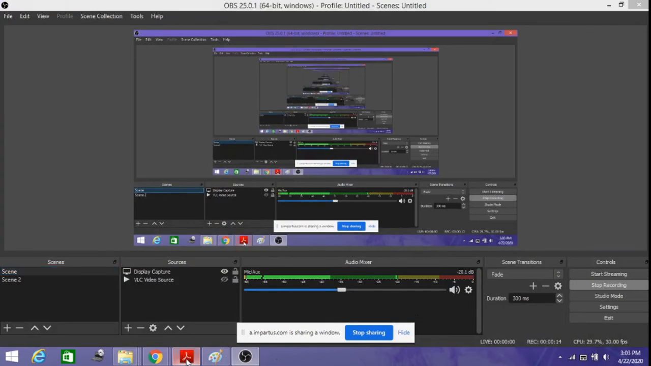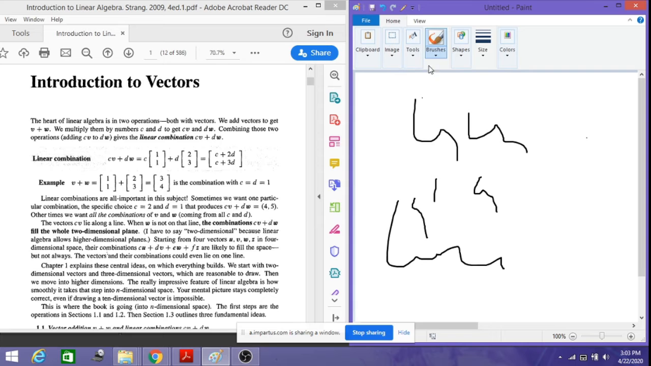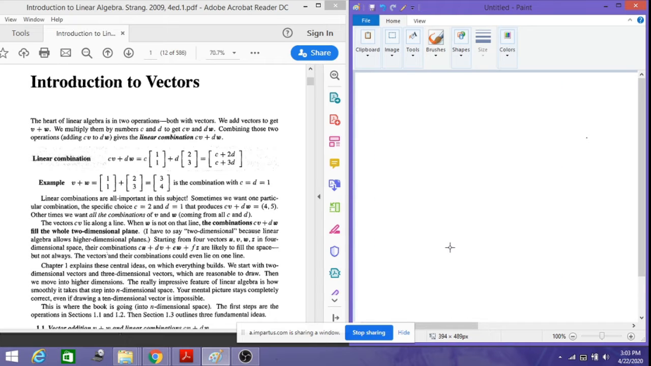Let us switch back to our screen here. So, let me clear this section here. You all can see this drawing page, right? Yeah.